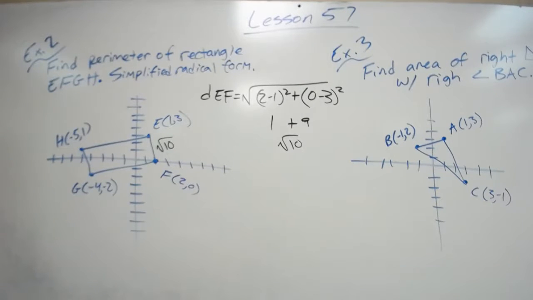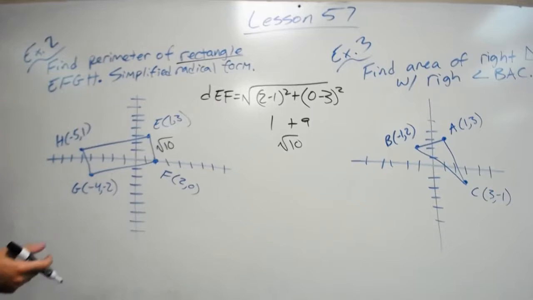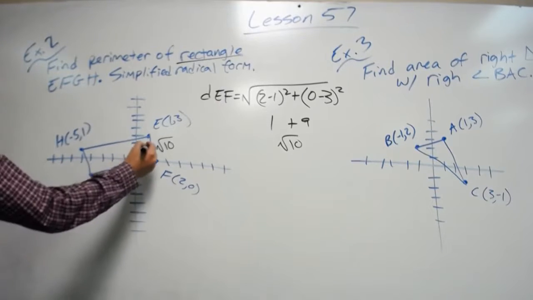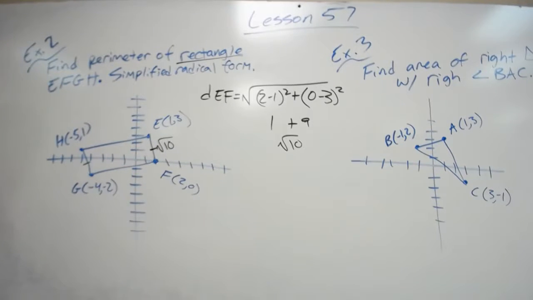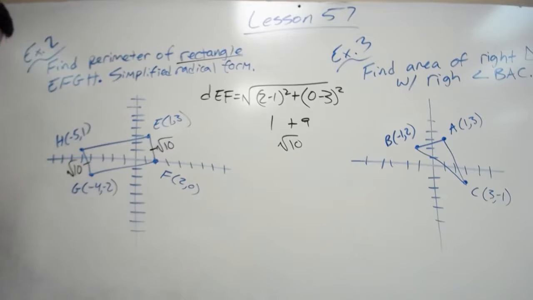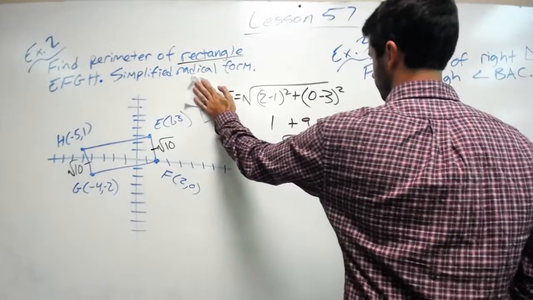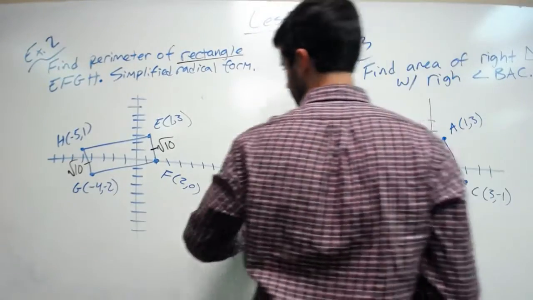Now it actually already gives us a hint here by calling it a rectangle. Well, properties of a rectangle, if you know those, opposite sides are congruent. So if this is radical 10, we know that this one is also radical 10. So you can take a little shortcut there as long as you know properties of a rectangle. So there's the distance of EF.